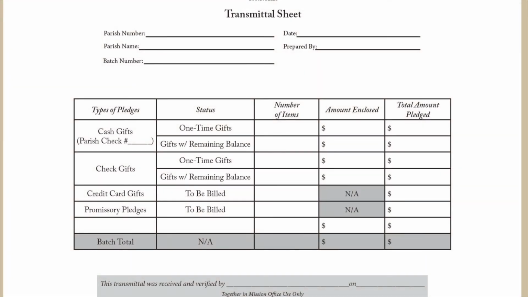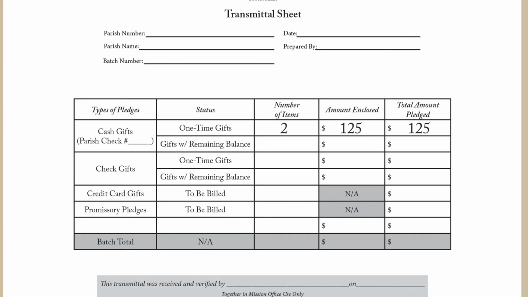Now that we have this information, we can go ahead and fill out the traditional transmittal sheet. Before starting on your transmittal sheet, make sure to fill out the parish number, the parish name, the batch number, which can be anything that you want to number it for your own internal records, the date, and who it was prepared by. We will start off with the cash gifts.